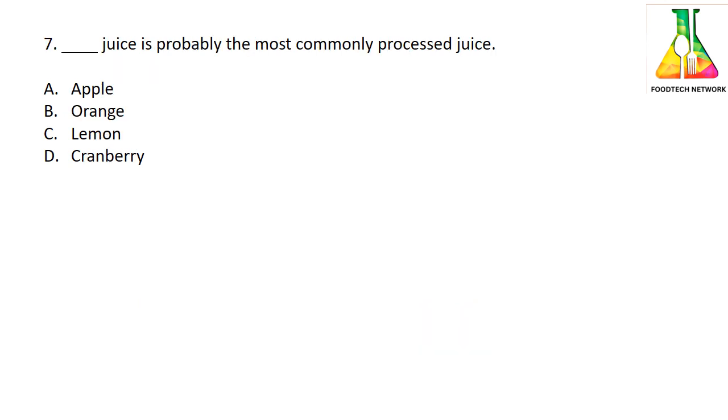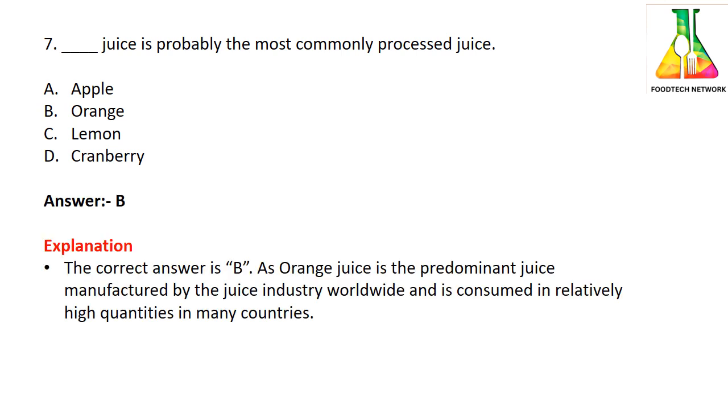7. Dash juice is probably the most commonly processed juice. Option A apple, option B orange, option C lemon, and option D cranberry. So B, that is orange juice. As orange juice is the predominant juice manufactured by the juice industry worldwide, and it is also consumed in relatively high quantities in many of the countries.